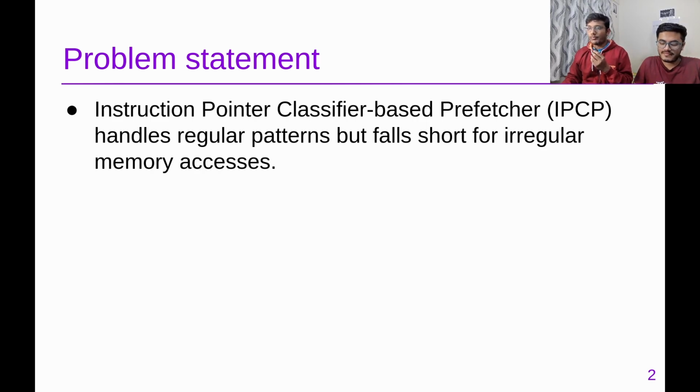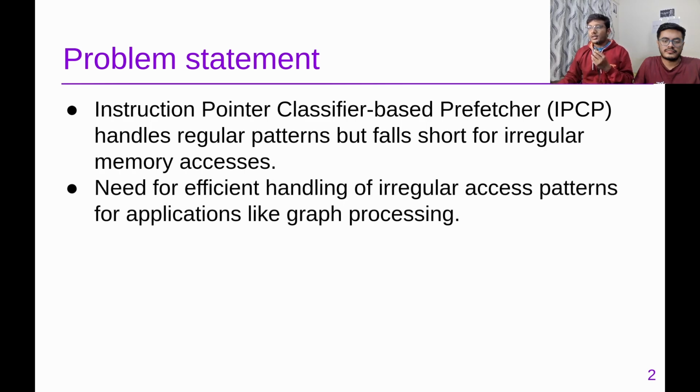Moving forward, the problem statement. Prefetchers are used to prefetch memory so that we can mitigate the memory wall problem. IPCP is a special kind of prefetcher where we can prefetch based upon a regular access pattern. By regular access pattern, I mean the difference between two consecutive memory accesses is regular and can be predicted well. But there are different access patterns, like graph processing, which uses an irregular access pattern.